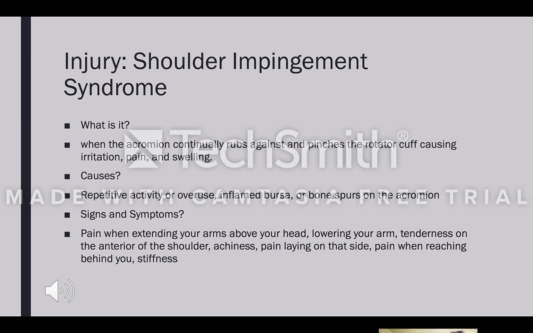What are some of the causes of shoulder impingement syndrome? Repetitive activity, overuse, inflamed bursa, or bone spurs on the acromion. Some of the signs and symptoms include pain when extending your arms above your head, pain lowering your arms from a raised position, tenderness on the anterior of the shoulder, achiness, pain lying on the affected side, pain when reaching behind you, and stiffness when waking up in the morning.